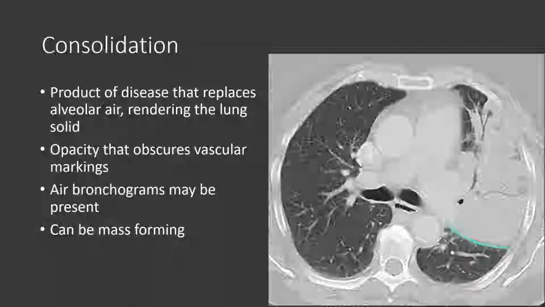Also notice how the major fissure outlined in green is being displaced posteriorly, having a bulging appearance illustrated by the orange arrows. This is the result of mass effect from pus accumulating within the lungs in this patient with a lobar pneumonia.